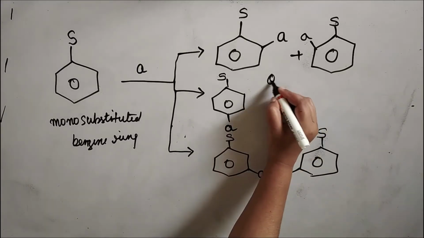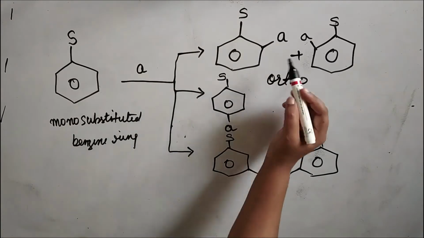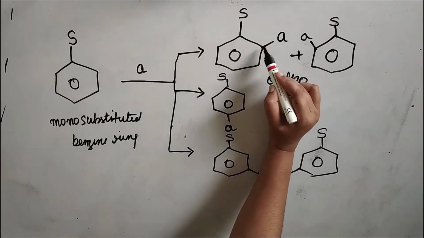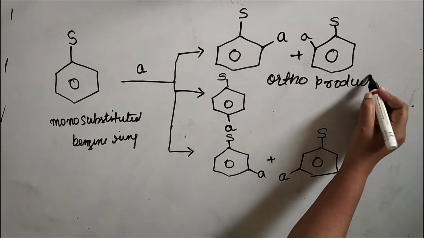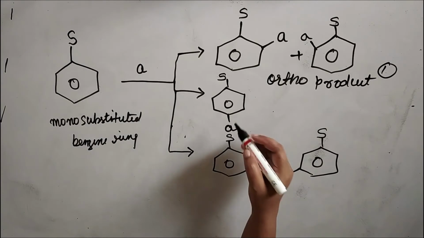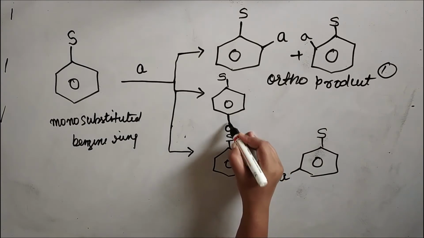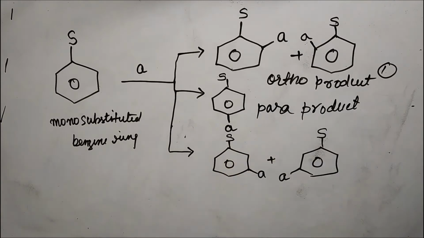First is the ortho type. In this case you can see the A group is substituted at the ortho position, so that is called the ortho product. This is the first possibility. The second possibility is that this second group A will substitute at the para position, so that is the para product, meaning the substitution takes place at the para position.